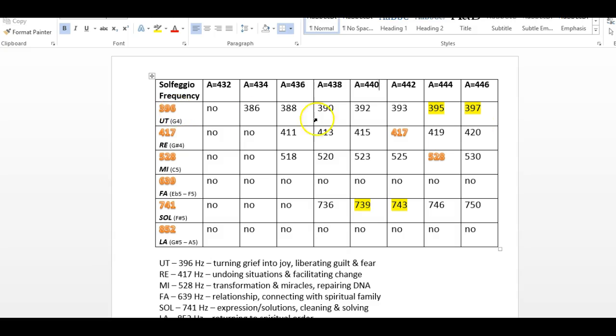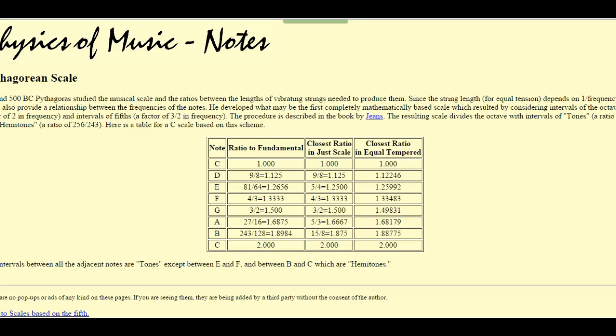So the 396 is going to work best probably at an A445 frequency. So you need to tune for that. The 417 fits perfectly if you tune your instrument to A442. 528 works perfect if you're using A444. The 639, if you remember, I used this here.